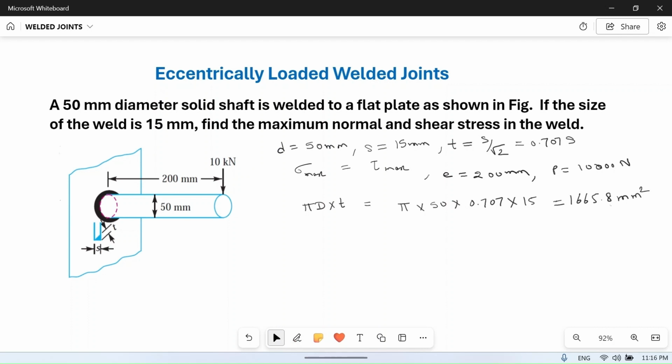So what will be the direct shear stress? Tau, the primary or direct shear stress, is equal to load divided by area. The load P is 10,000 Newton divided by the area 1665.8, so it will be around 6 Newton per mm square, or 6 megapascal. So this is the primary shear stress.